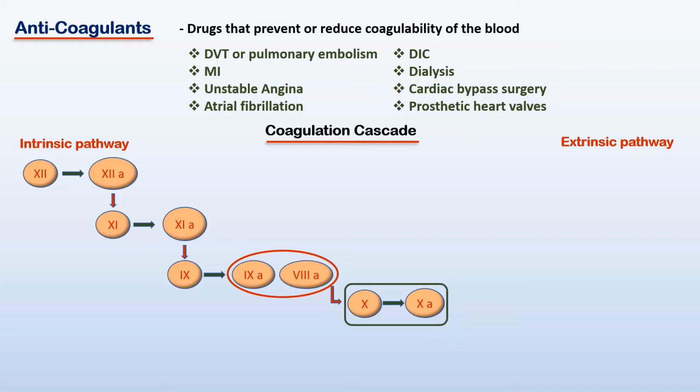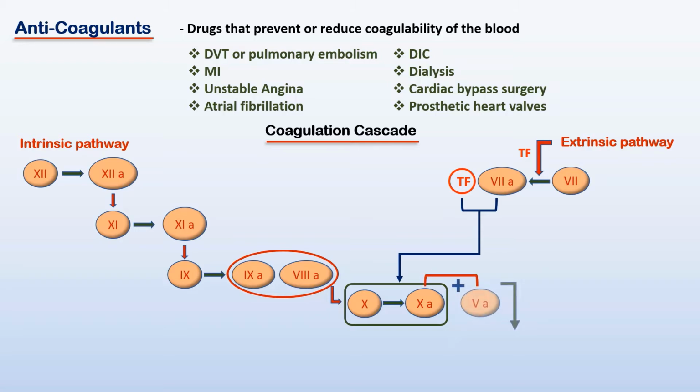Another way to convert factor 10 to 10A is the activation of the extrinsic pathway. During any injury of the endothelium, the tissue factor gets exposed, which converts 7 to 7A. Both the 7A and the tissue factor can act on 10 to convert it into factor 10A. This factor 10A in association with factor 5A converts prothrombin to thrombin, which is factor 2A, and this thrombin will then act on the fibrinogen to convert it into insoluble fibrin, and thus the clot formation is started.